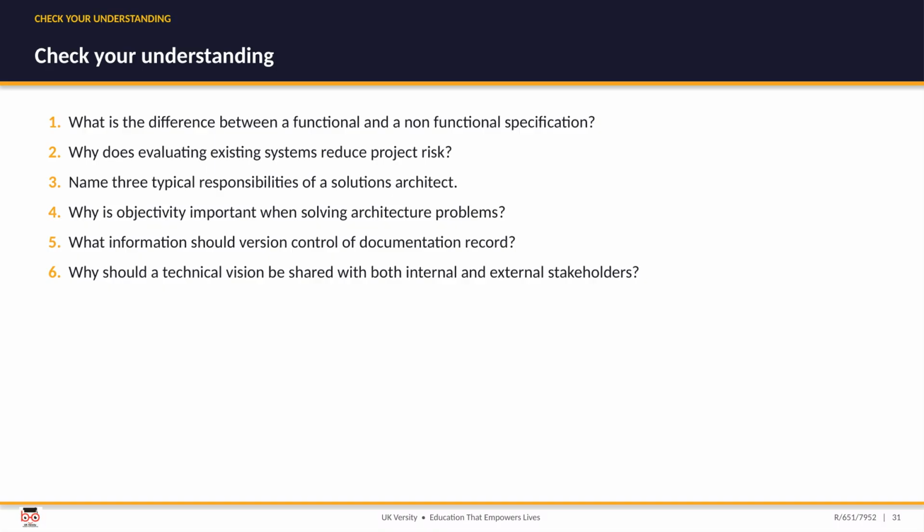Before we close, here are a few questions to test yourself against. Can you explain the difference between a functional and a non-functional specification? Can you say why evaluating existing systems reduces project risk, and name 3 typical responsibilities of a solutions architect? Then think about why objectivity matters when solving architecture problems, what version control of documentation should record, and why a technical vision needs sharing with both internal and external stakeholders. If you can answer those comfortably, this outcome has landed.